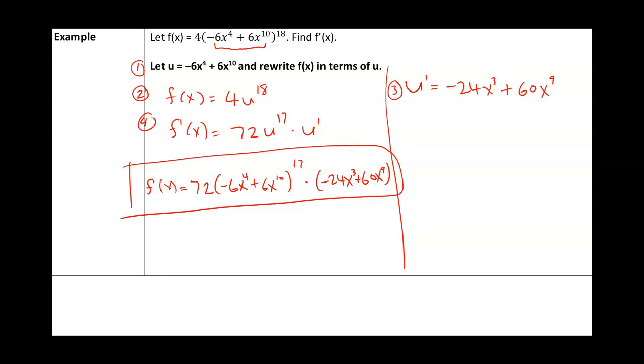So this is using u substitution. If you don't want to do it this way, here's what you can do. You can say 18 times 4 is 72, and we subtract 1. So that gives us 72 times negative 6x to the 4th plus 6x to the 10th, to the 17th. The parentheses does not change. All that does is that the exponent comes down and we subtract 1. Then we multiply that by the derivative of the parentheses, which is going to be negative 24x to the 3rd plus 60x to the 9th. So anytime you have an inner function within an exponent, always multiply by its derivative.